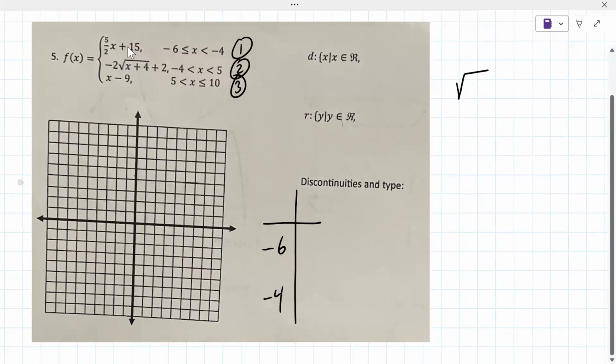Okay, and they're going to go into this 5 over 2x plus 15. So could you put -6 in for x and -4 in for x? Yes. Is that correct? I didn't hear you, I'm sorry.